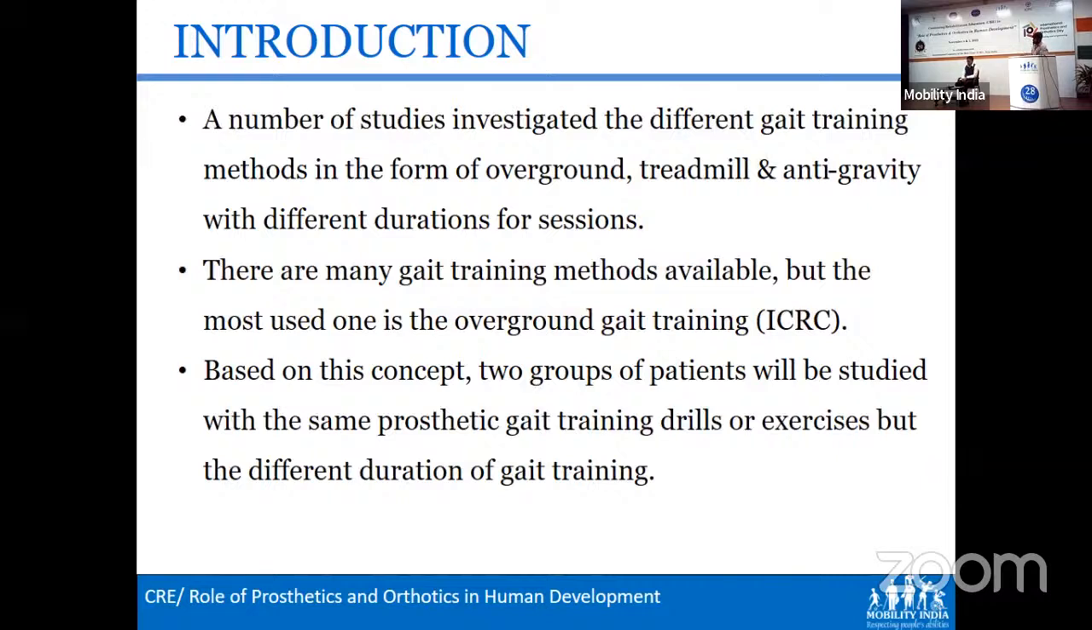And until now, there is no study to identify gait efficiency depending on the duration of the gait training. There is no study on this. Based on this concept, I suggest studying 2 groups of patients with the same prosthetic gait training but with 2 different durations, which will help identify how the duration affects gait efficiency.